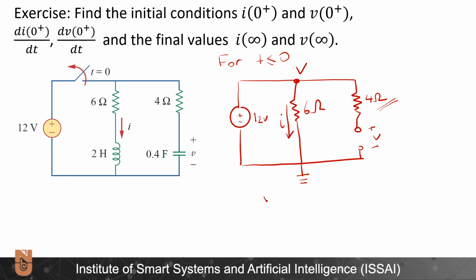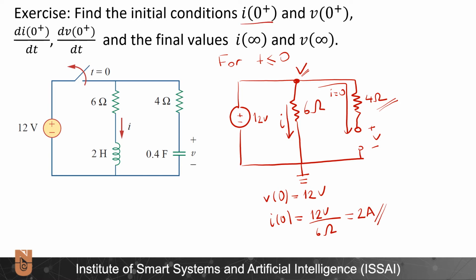Simply here at t equals 0, V0 will be equal to 12 volts because we have the voltage source directly connected to this V node, and I0 will be equal to 12 volts divided by 6 ohms, since the current flowing through this side will be equal to 0. It will be equal to 2 amperes. So basically I found my initial conditions for the circuit, I0 plus and V0 plus, as V0 is equal to 12 volts and I0 is equal to 2 amperes.